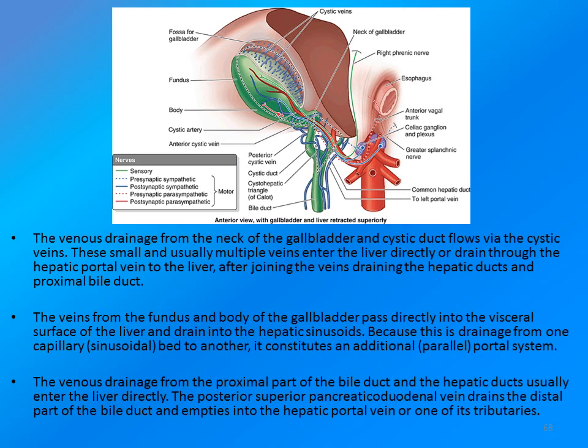Lastly, venous drainage from the proximal part of the bile duct and the hepatic duct usually enters the liver directly. The posterior superior pancreaticoduodenal vein drains the distal part of the bile duct and will empty into the hepatic portal vein or one of its tributaries.